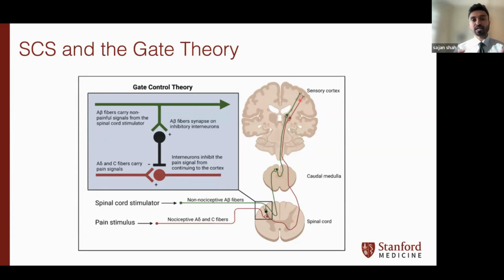It's the same topic, same conversation, same thing I'm repeating over and over again, but it's important because it's a hard concept. If we simplify it and repeat it, it'll start to stick in our brains. And so, again, SCS works on that same gate control theory, non-painful signals blocking painful signals from reaching the brain.